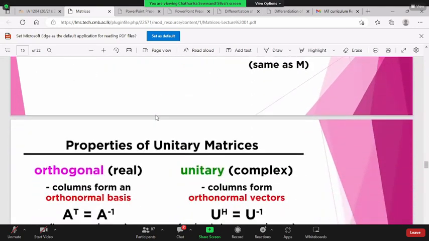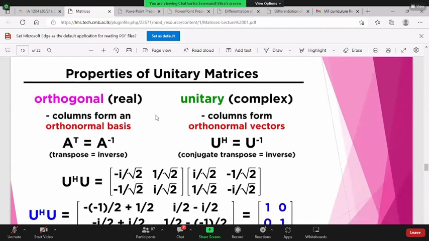So next is the unitary matrix. Right? So what do you mean by unitary matrix? These are the properties of unitary matrix, right? Orthogonal for real and unitary for complex, right? If there is a matrix, and in a question you are asked to check whether this matrix is orthogonal or not, this is what you have to perform, right?